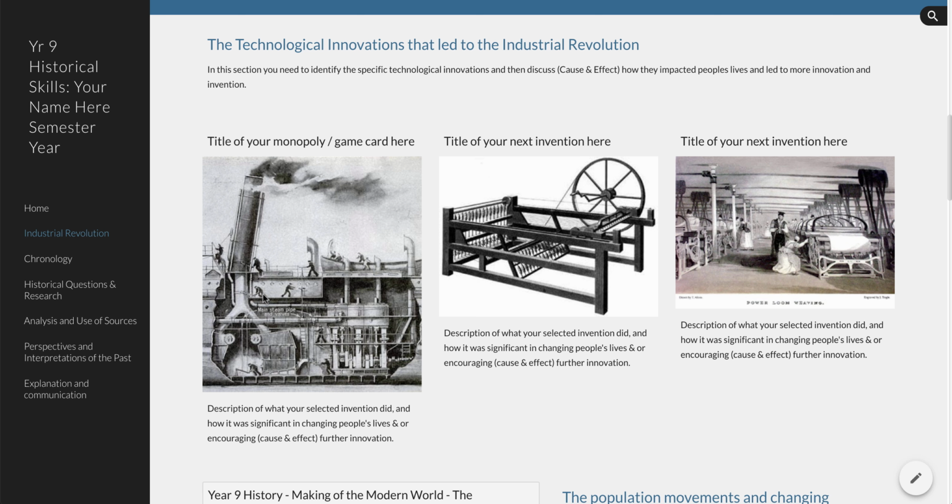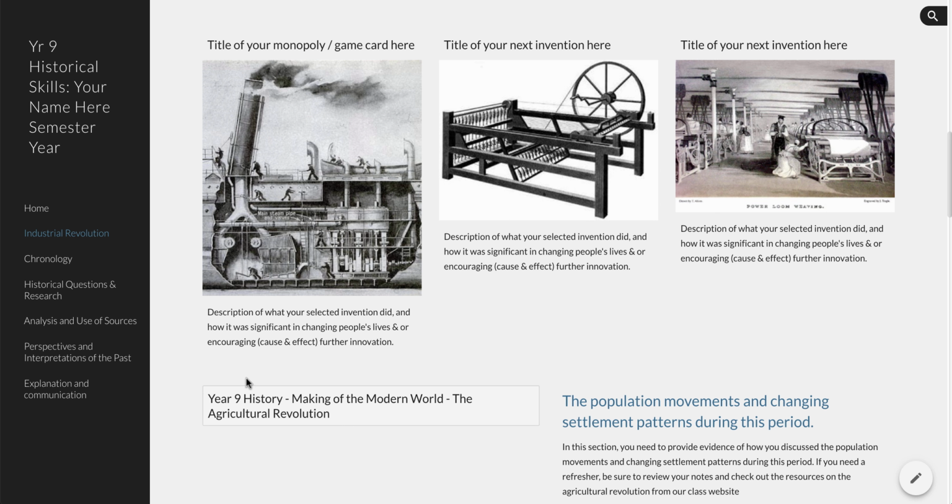Here I've got an example of how you might want to set these out by putting an image in with a title and a description below the image of what your selection invention did and how it was significant in changing people's lives for the better or worse and encouraging further innovation. I would expect to see a number of cards, not just 3 as I have in the example here.